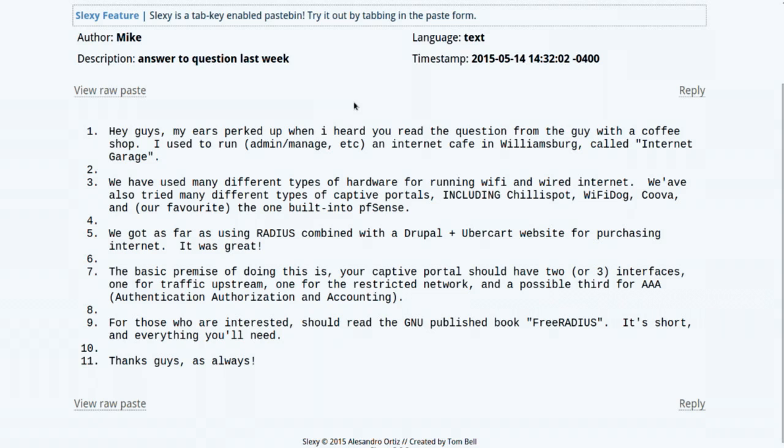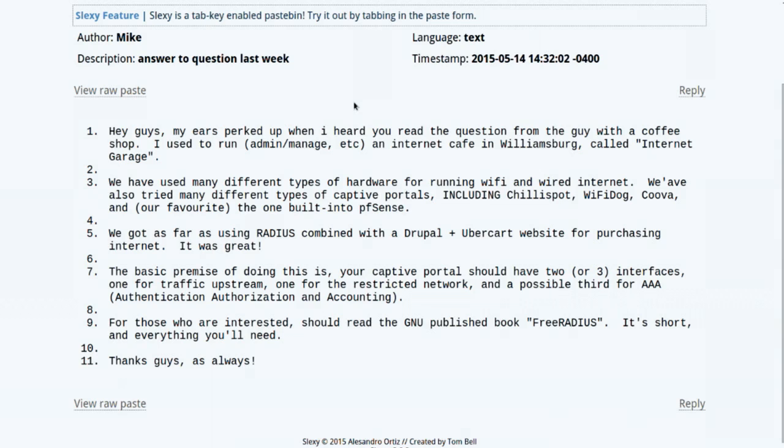It was pretty great. The basic premise of doing this is your captive portal should have 2 or 3 interfaces, one for traffic upstream, one for the restricted network, and a possible third for an authentication, authorization, and accounting page. Oh, that's interesting. For those of you that are interested, you should read the GNU published book, Free Radius. It's short and everything you will need.